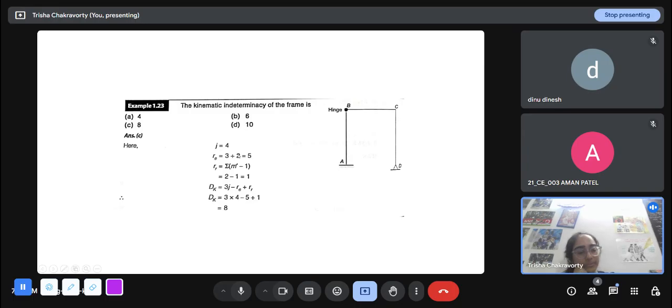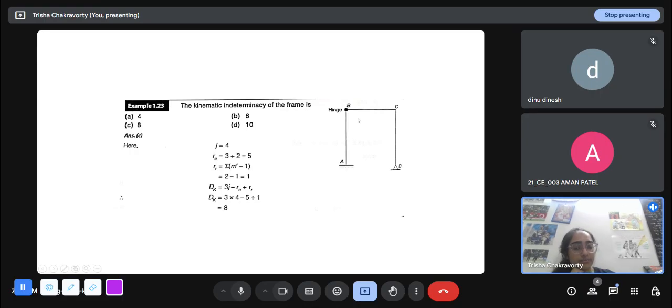Now this is a problem with an internal hinge. So how many joints are there? 4. And there is no actually rigid member. So m double dash is 0, and there are two members meeting at the internal hinge. So RR is m dash minus 1, 2 minus 1, so it's 1. And the number of reactions is 3 from this fixed support and 2 from this hinge support, so 5. So the DK is 3 into 4 minus 5 plus 1, that is 8.